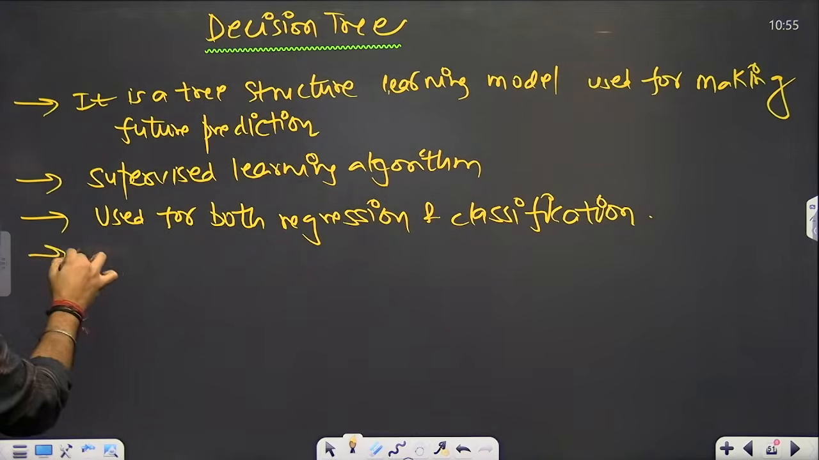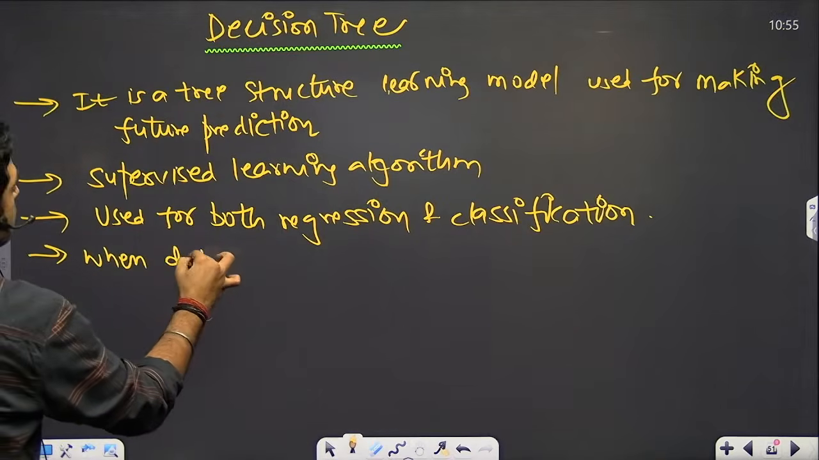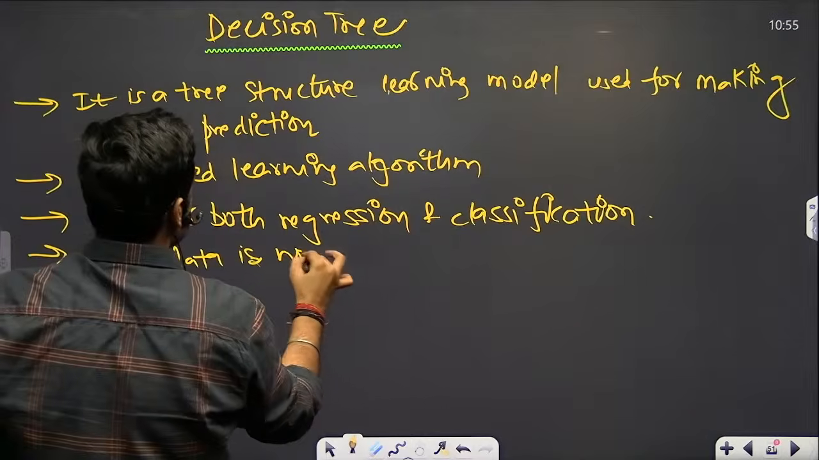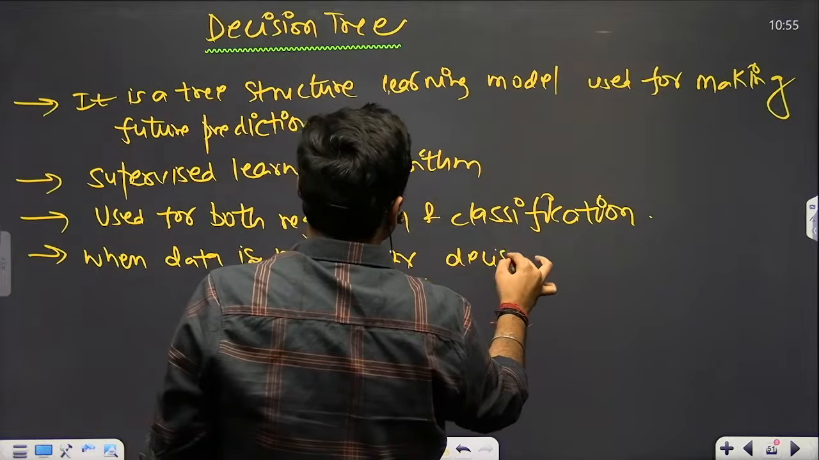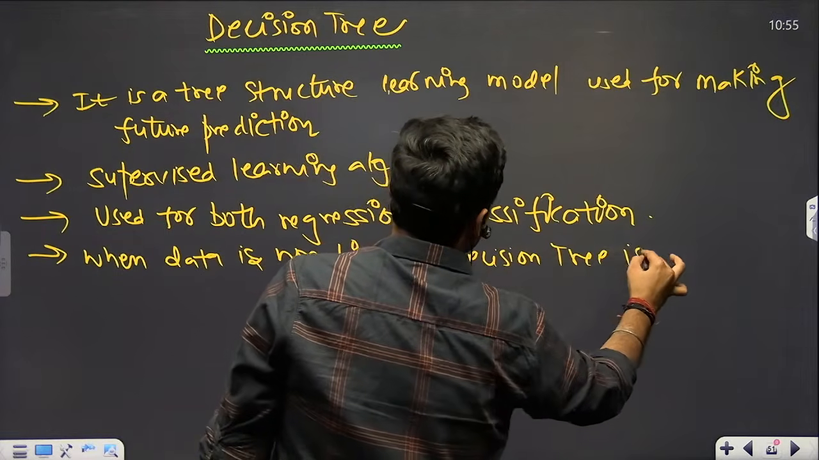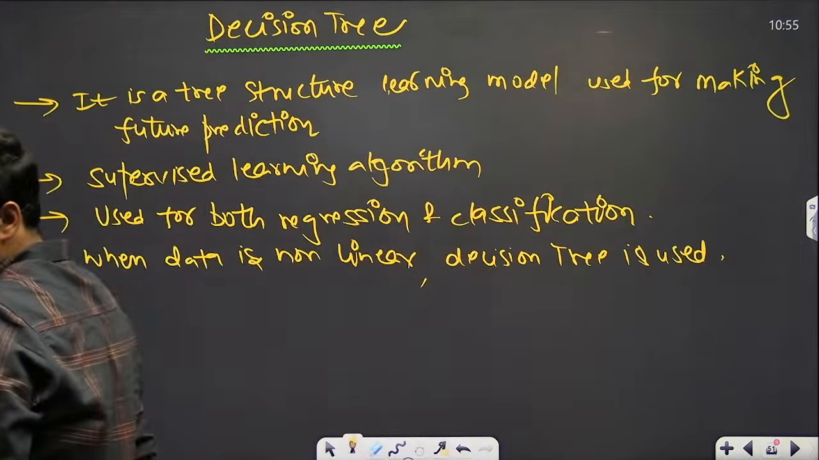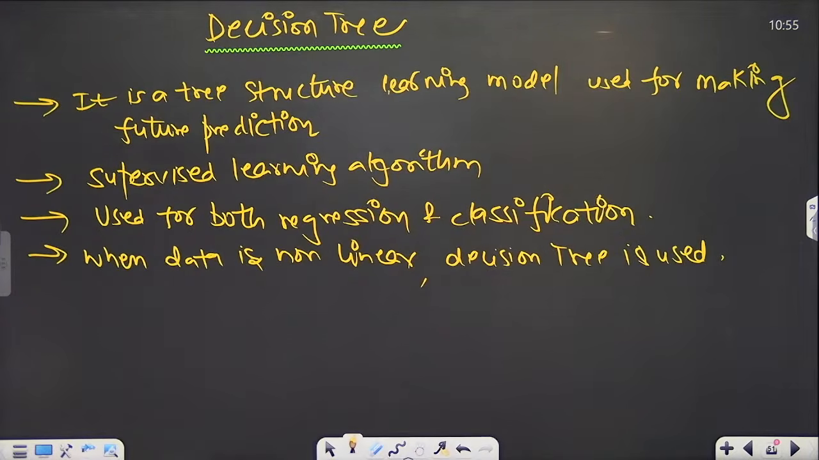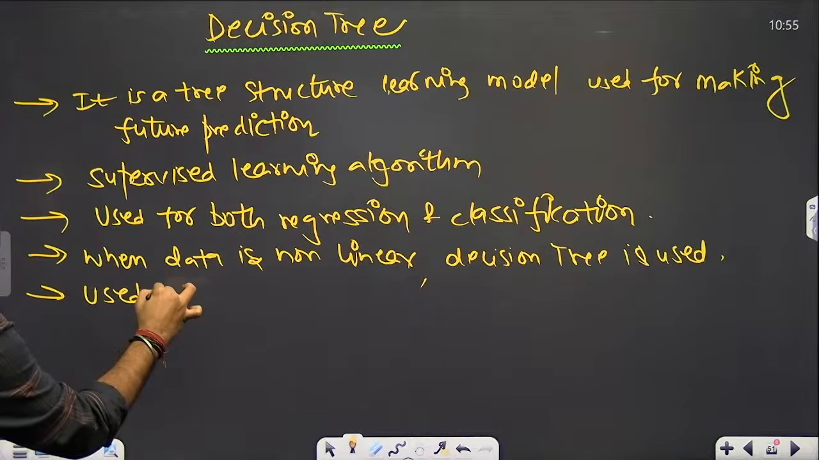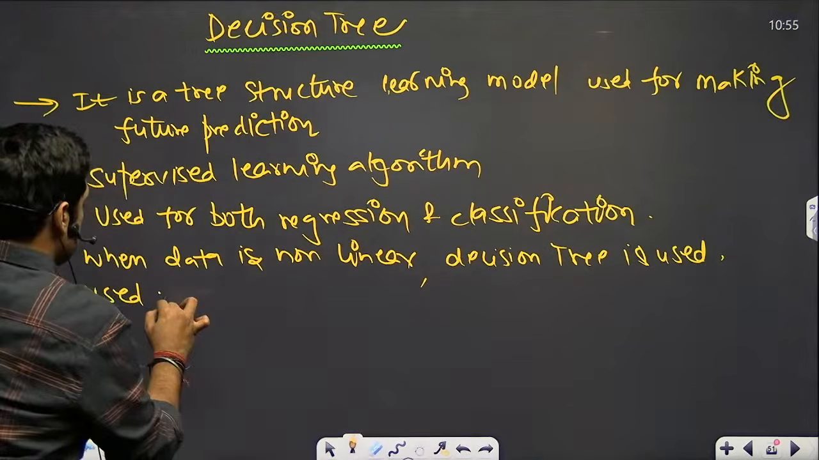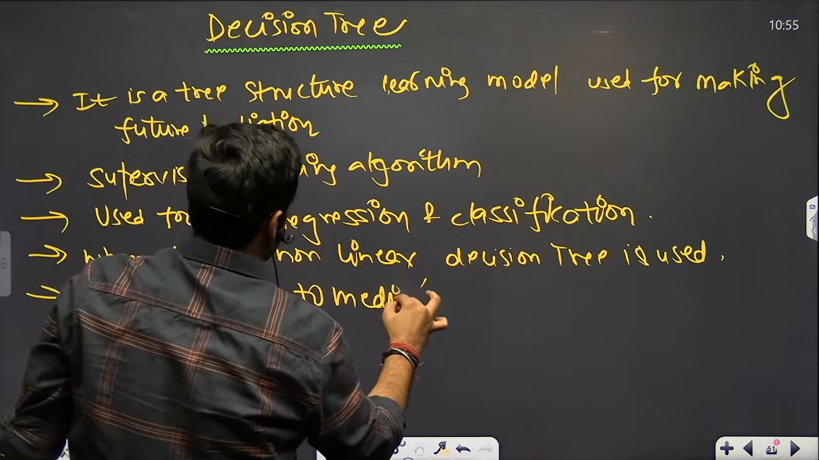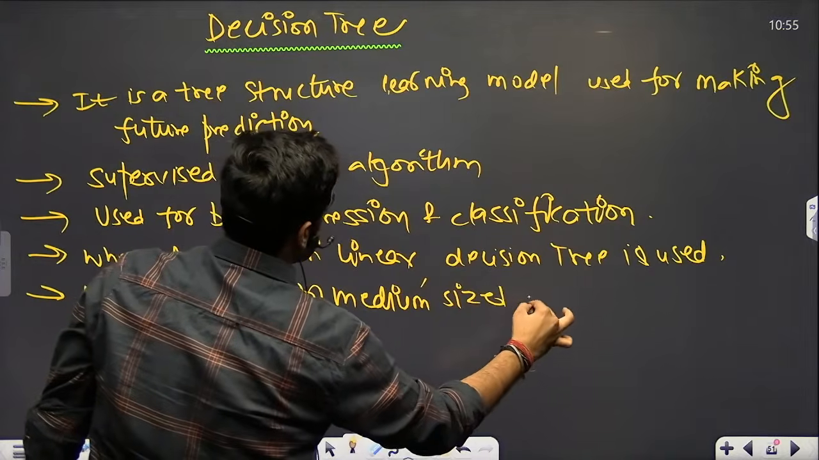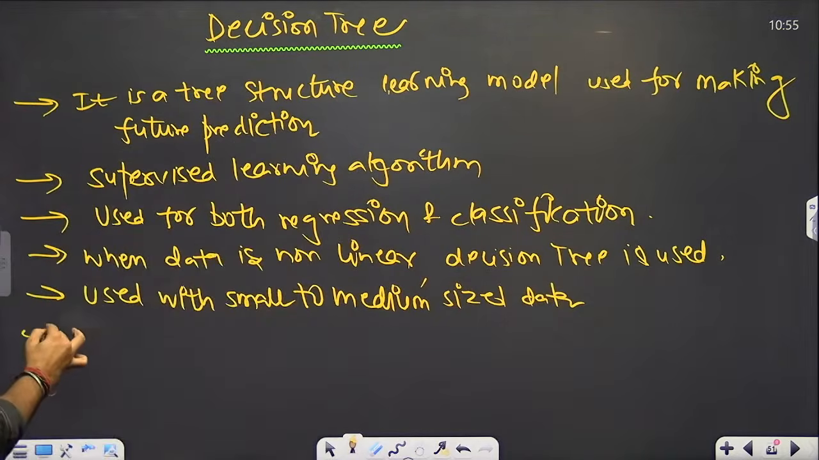When data is non-linear, decision tree is highly used. It is also used with small to medium sized data sets.